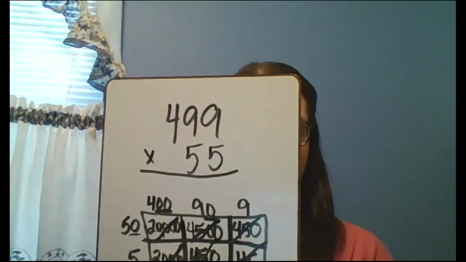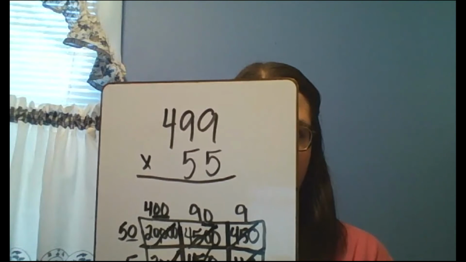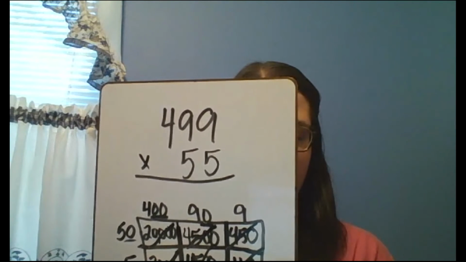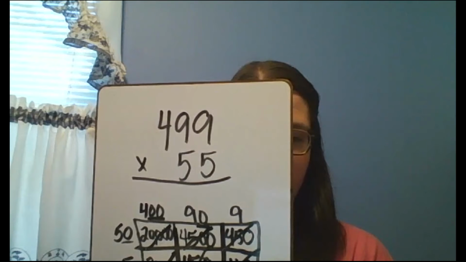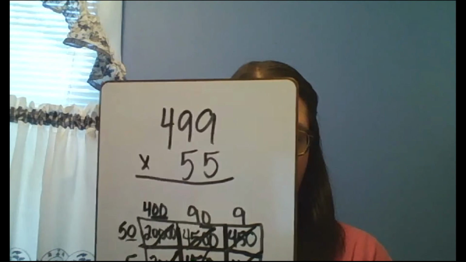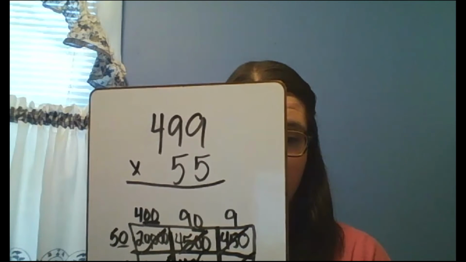Siri, hey Siri, what is 499 times 55? 499 times 55 is 27,445. We did it.